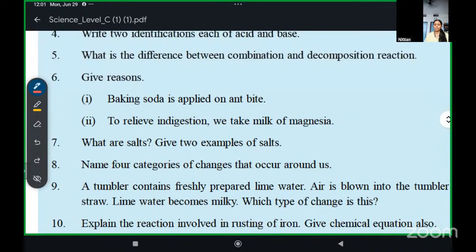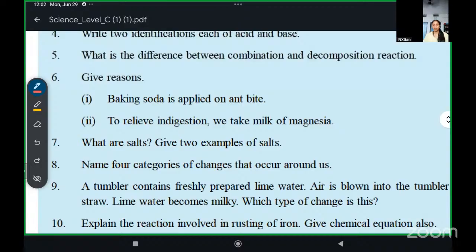What happens in a combination reaction? Any one of you? Yes. A plus B is equal to AB. Two elements, two compounds combine to create a different compound. That's right. That's what happens in combination.